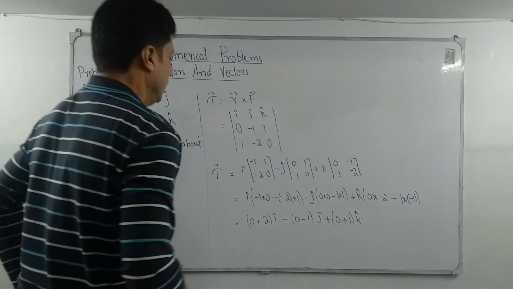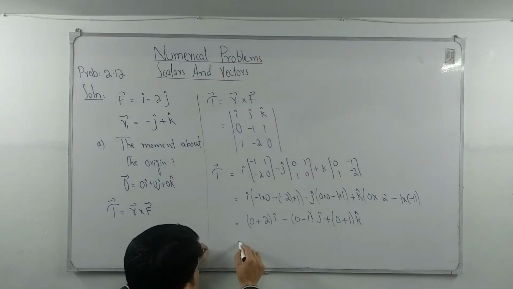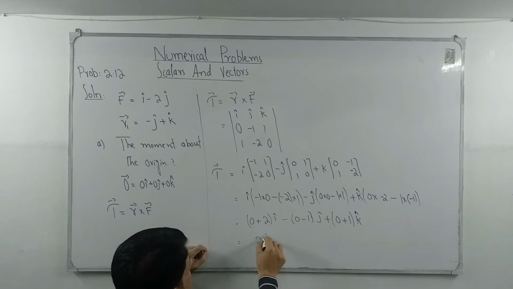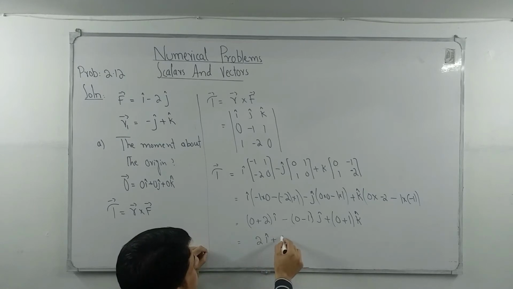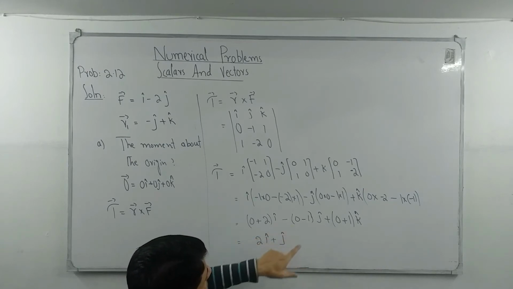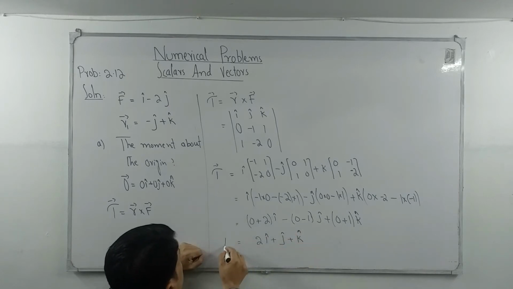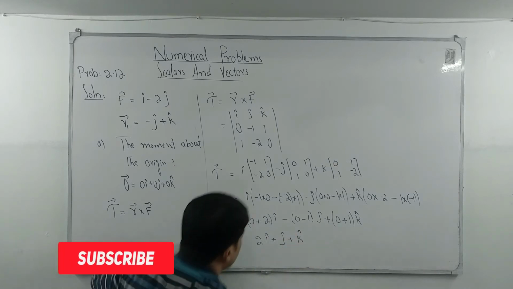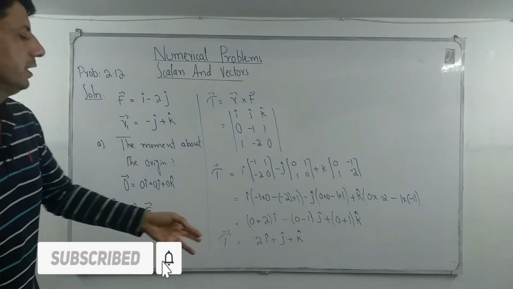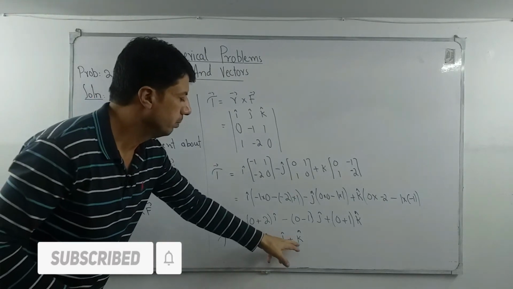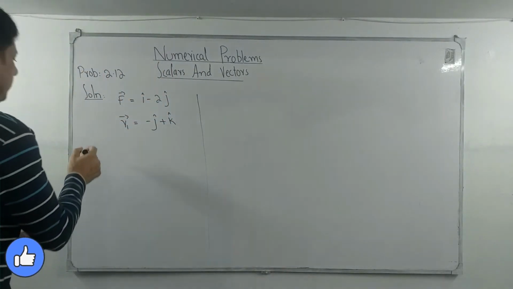Okay. Now 2i, 0 plus 2 is 2. 2i minus minus plus 1j, we don't need to put 1 here. Plus 1j. And plus 1k, we don't need 1 here as k. So this is the torque, the turning effect of the force, and that is equal to 2i plus j plus k. Okay, now part B.